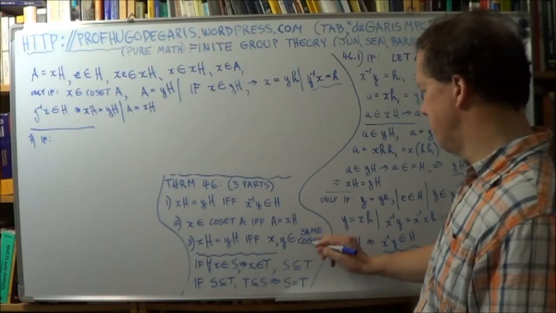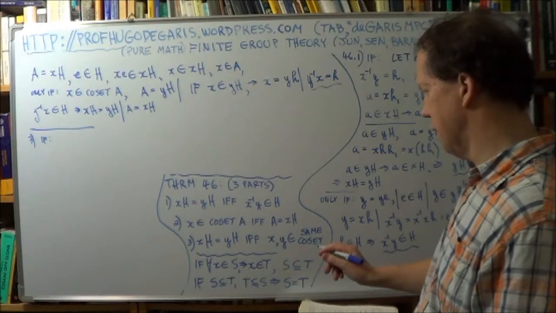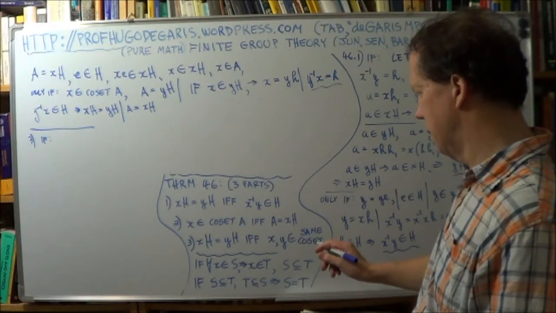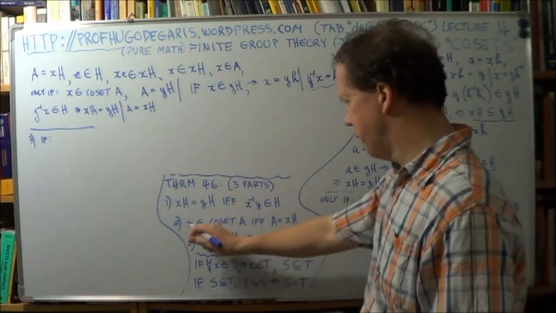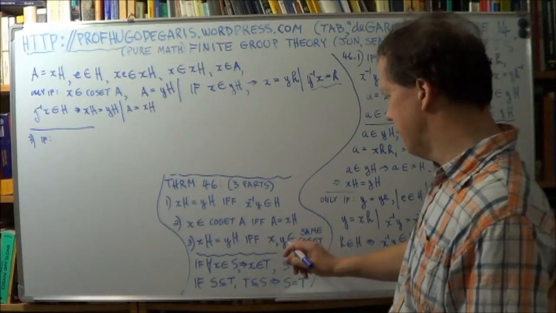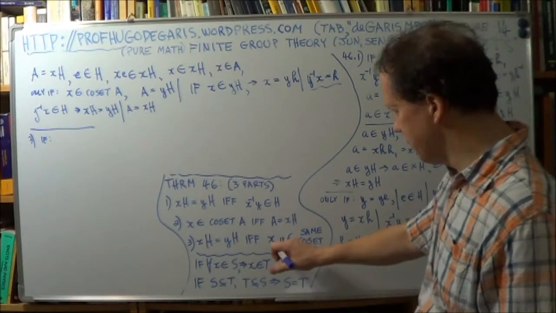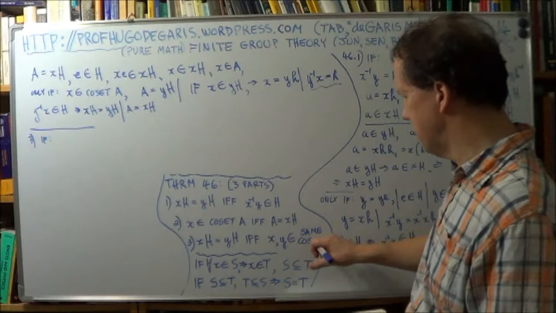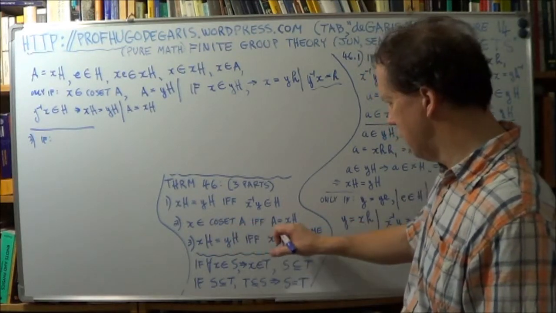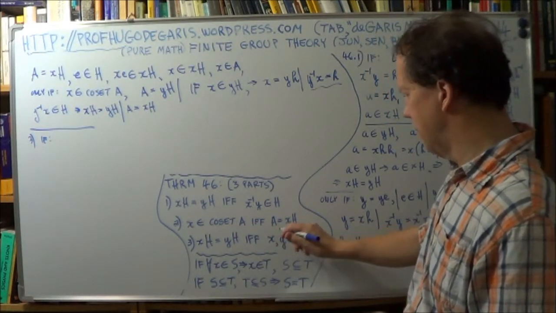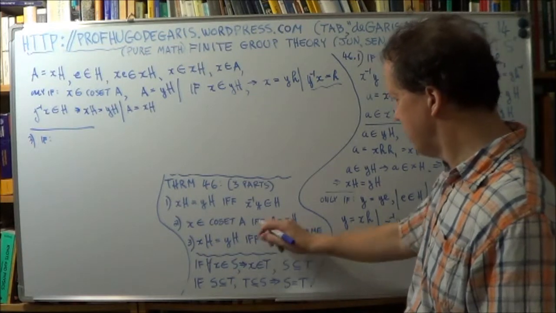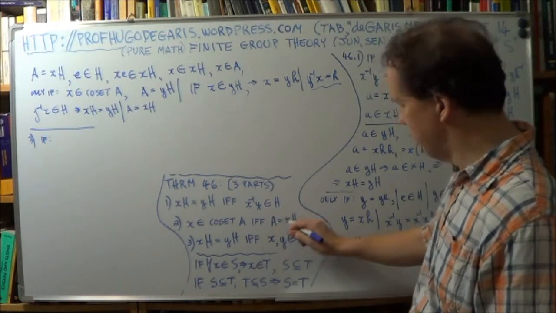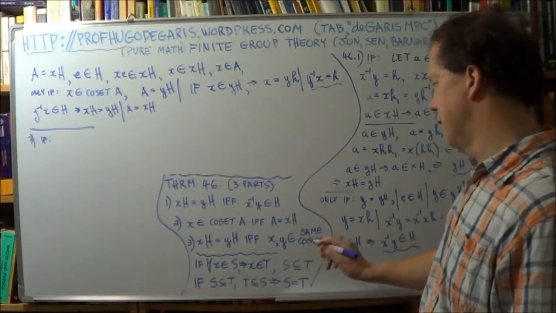So x and y belong to the same coset. Alright, let's use part 2. Okay? So let's just concentrate on one of these two elements. So if x belongs to a coset, you have that coset is of this form, xh. Right?